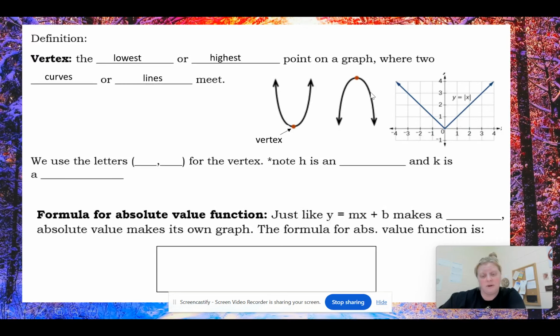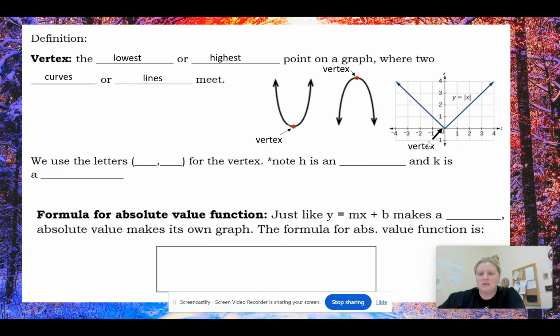If I give you a different graph, you can see that the vertex is actually on top. So now the vertex is the highest point. So whether it's the highest or lowest, that's going to be dependent on how the graph is drawn. And then for the last one, you can see we have two lines that come together. Right here is the tip of that. That's called the vertex as well. And you can see that that's clearly the lowest point on the graph.